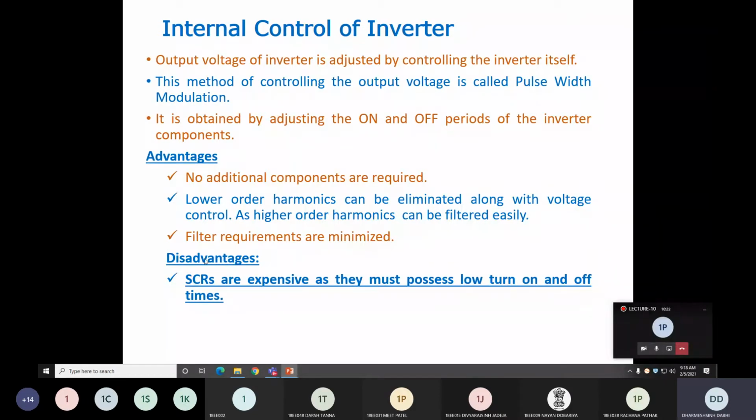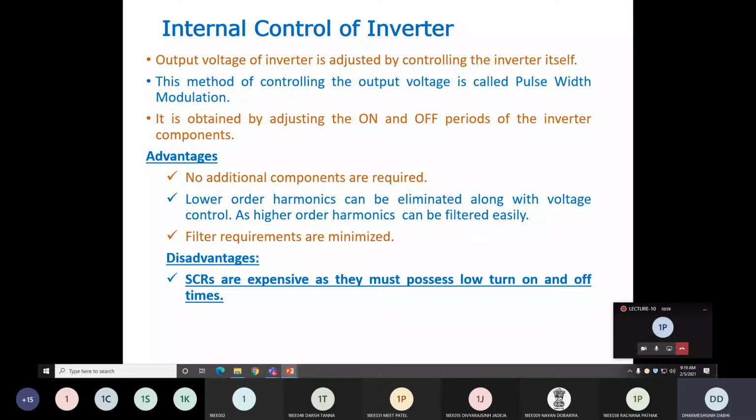In the next slide, the disadvantage. As you see, here we adjust the output voltage by turning the switches on and off. For that you require SCRs, which possess low turn on and turn off time, but that device is very expensive. But this disadvantage is outweighed by the advantages. So there are more advantages as compared to disadvantages. So generally we prefer this method, internal control of inverter.